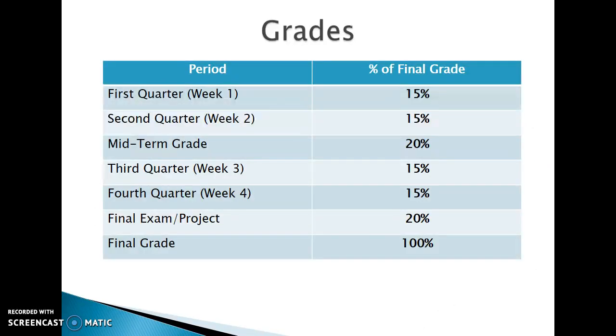In terms of the grading for the course, each week is the equivalent of one quarter during the regular school year. And you can see the first quarter, which is week 1, is worth 15% of the overall grade. The second quarter is the equivalent of week 2, and that also is 15%. Both the midterm and final exam grades are worth 20% each, and the third and fourth quarters are respectively 15% as well, for a total of 100% assignment breakdown for the entire grade.